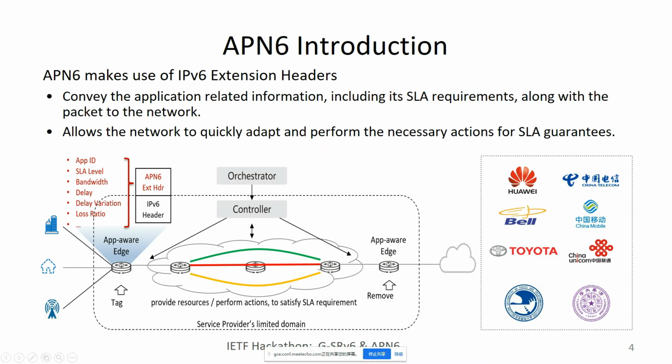Next, let's have a look at APN6. APN6 allows devices to identify application-related information and use IPv6 extension headers to convey the information along the packet to traverse the network. The information contains APP-ID, SLA level, bandwidth, delay requirements, and so on. So the network can quickly adapt to specific SLA requirements of different applications.